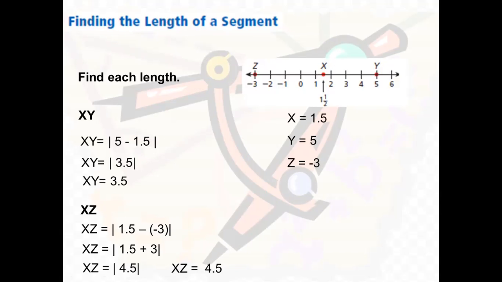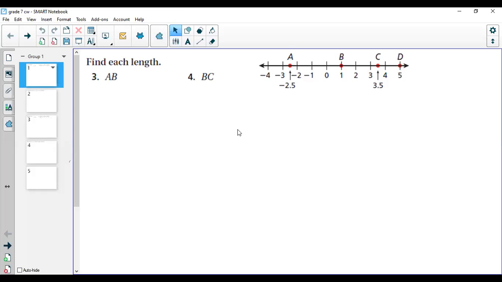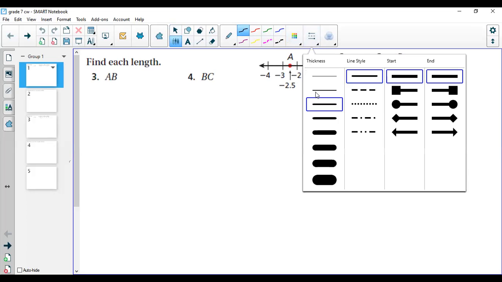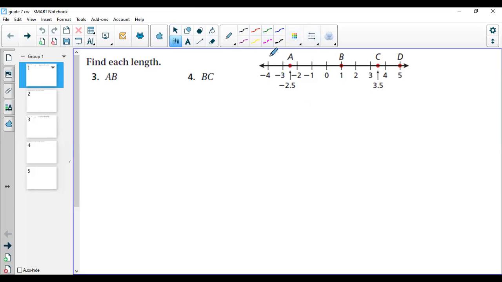All right, so let's move on and practice some questions so that it will be easy for you to understand. You can practice it along with me, okay? Fine. So here, find each length. What did I ask you to do first? Always remember that you need to write down the coordinates of these letters first.